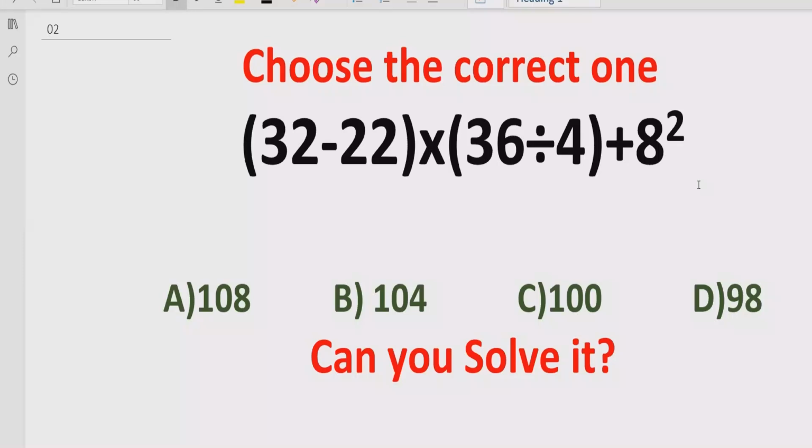Today we will solve another quiz which is related to arithmetic expression. The quiz contains the basic operations plus, minus, multiplication and division. So we have to solve this quiz using the PEMDAS and BODMAS method and find out the correct answer. In the answer list we have four answers. A is 108, B is 105, C is 100 and D is 98. So let's see after solving it which answer is correct.